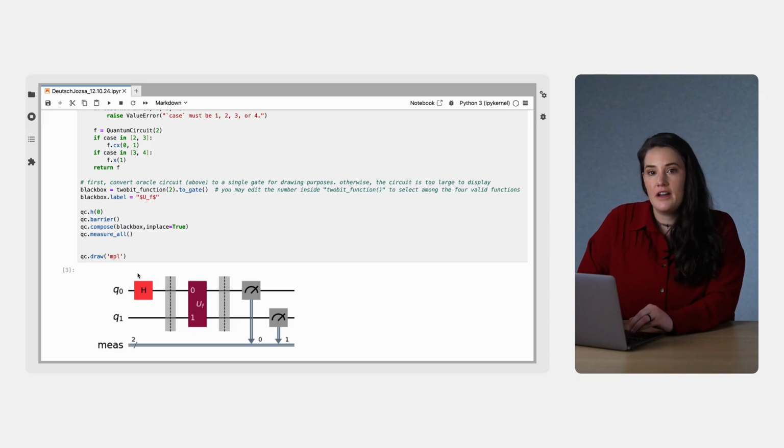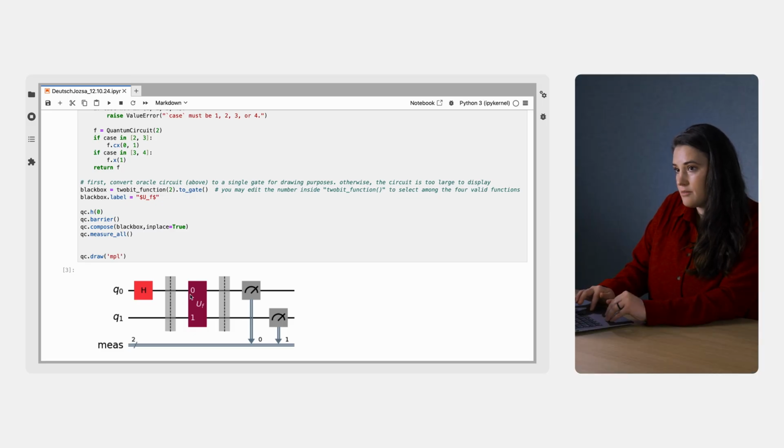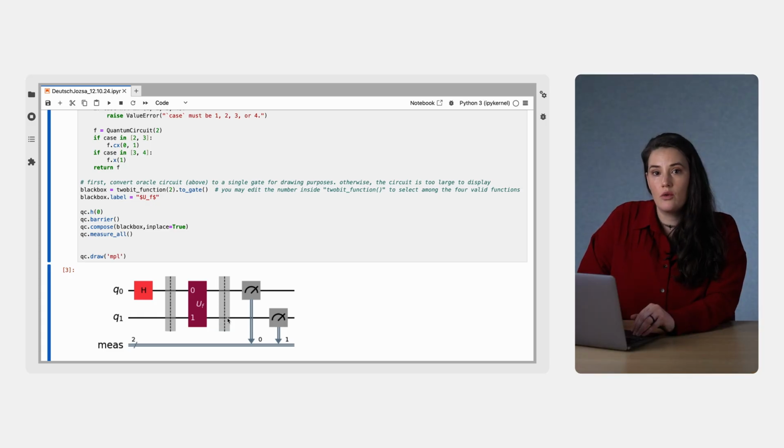So to find f of x for both x equals 0 and x equals 1 simultaneously, we can try putting qubit 0 in a superposition of 0 and 1 before we feed it to the black box. That's done with this red Hadamard gate, which transforms the 0 state to 1 over root 2, 0 plus 1. So after the black box gate, we should now have a superposition of both f of 0 and f of 1 on qubit 1. When we measure the two qubits, we're hoping to answer the question, what function is inside the black box?